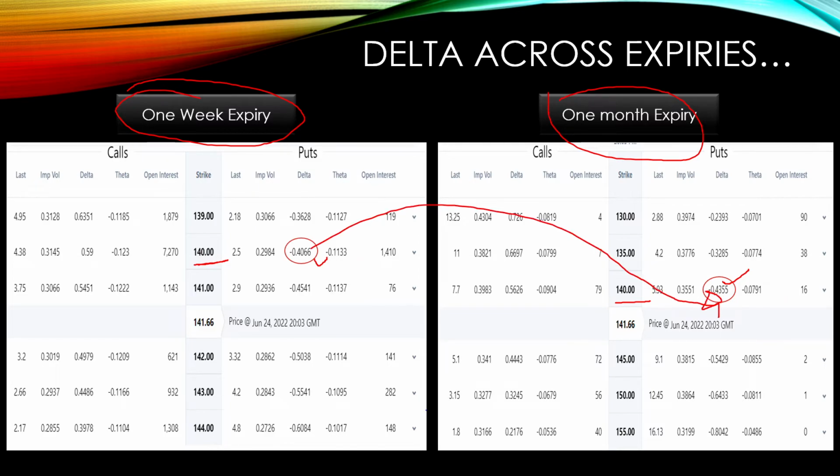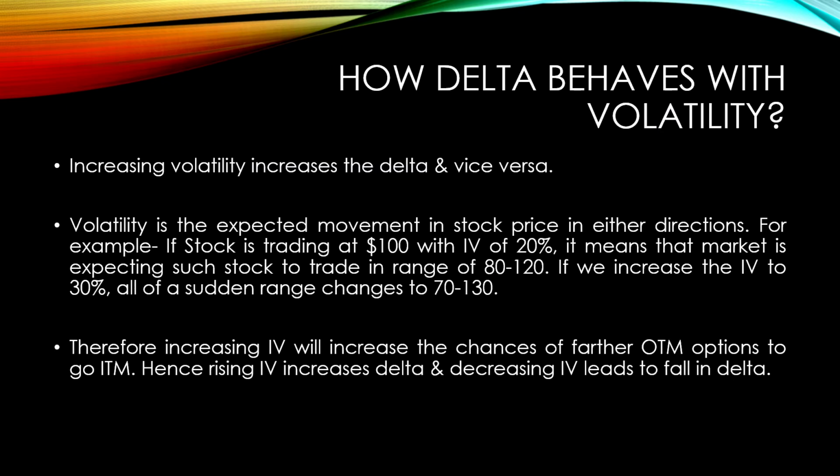So you can compare easily the increase. The weekly expiry has a delta of 0.40 for the same strike price, and the 1 month expiry has an increased delta for the same strike price. So this proves the principle that the more the time, the more the delta; the shorter the time, the less the delta. So next part, how delta behaves with volatility.